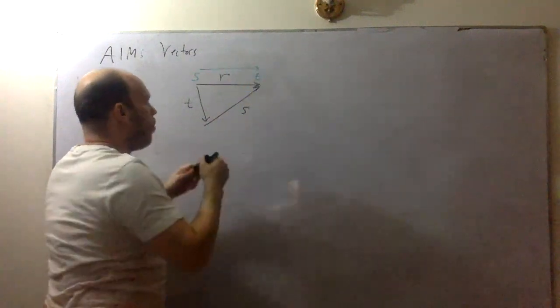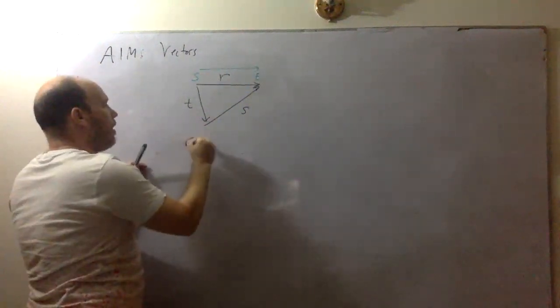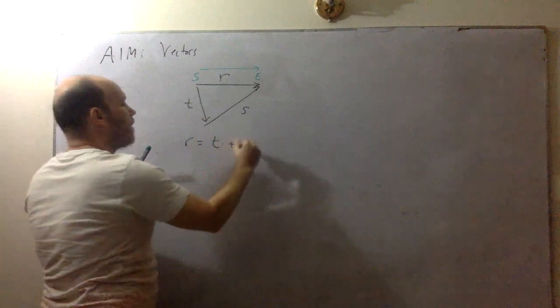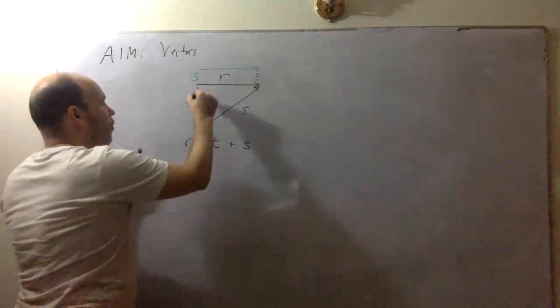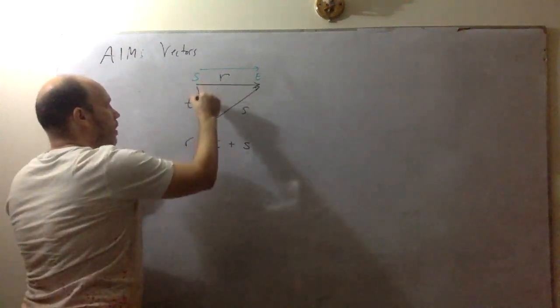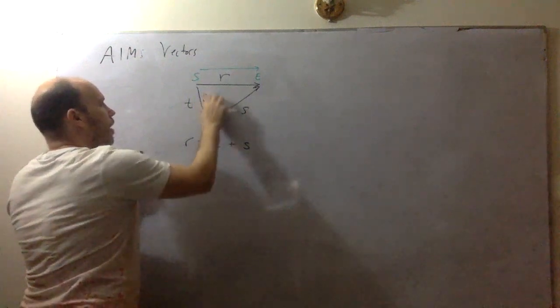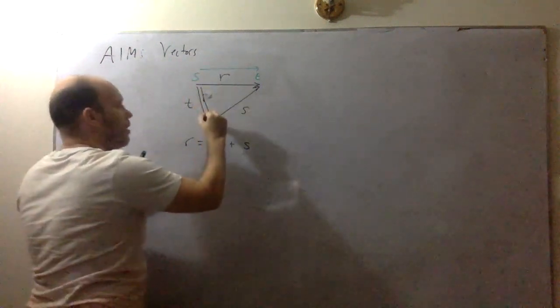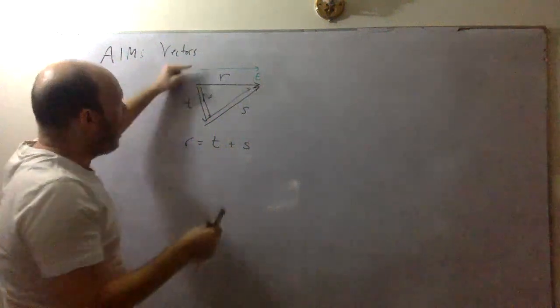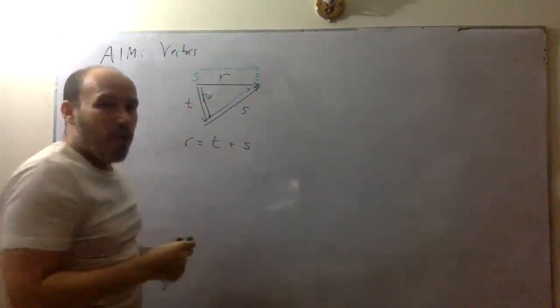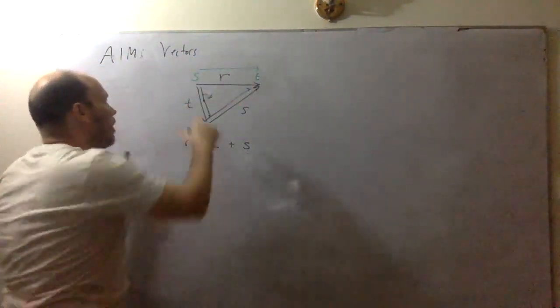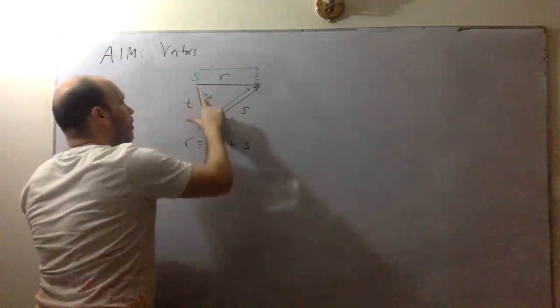So how do we go? Well, we can say that R is equal to T plus S. Here's the first journey, and then here's the second journey. We got to the beginning and the end of R.